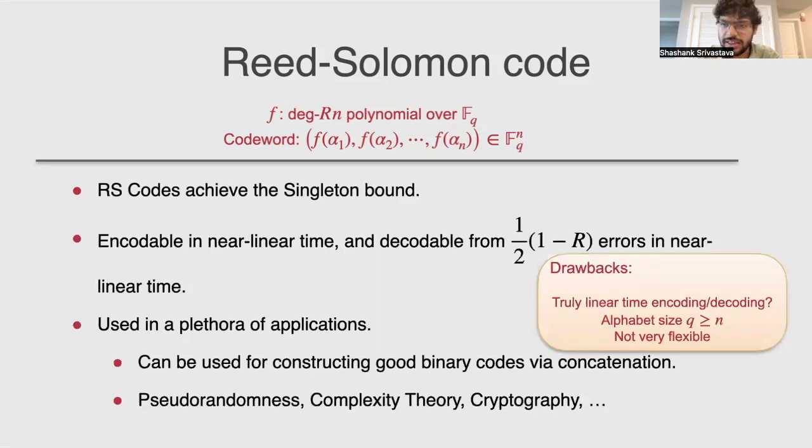They do have certain drawbacks though. First of all, as you can see, these are encodable and decodable in near linear time. There are codes that can do so with truly linear running time, and for Reed-Solomon codes, such algorithms are not known. The alphabet size, because we need n distinct points in the field to evaluate upon, must be of size at least n. And in general, this is one family of codes. It is not very flexible when it comes to incorporating other properties that we might want from the code.